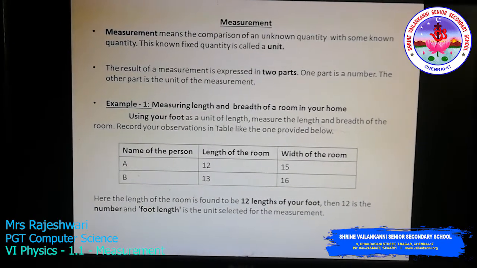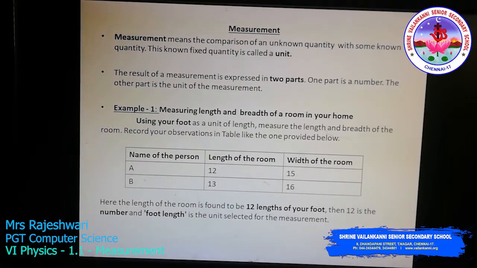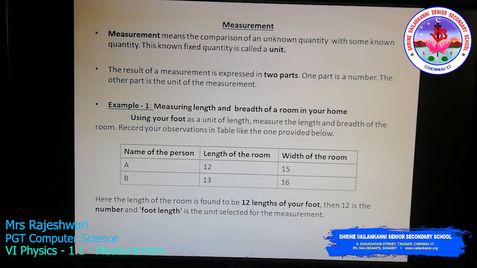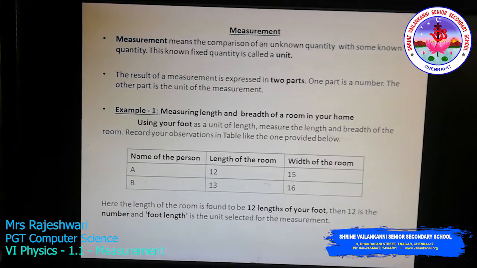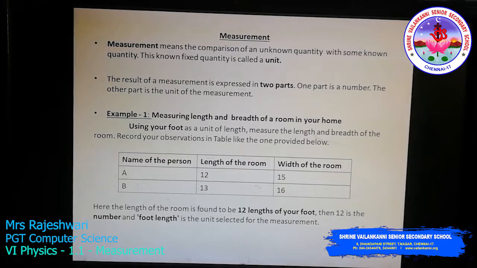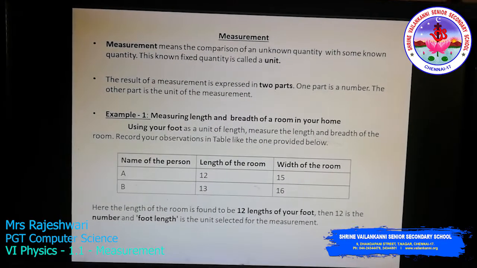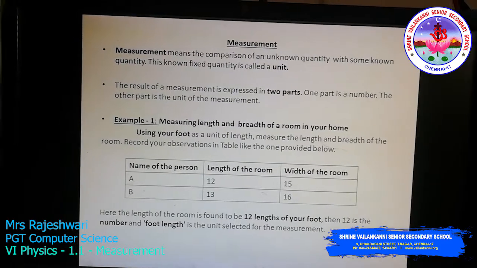For example, the name of the person is A, the length of the room is 12, and the width of the room is 15. This is for person A's foot length. Similarly, for person B's foot length, the length and the width of the room vary, so both measurements will not be the same. Got it?